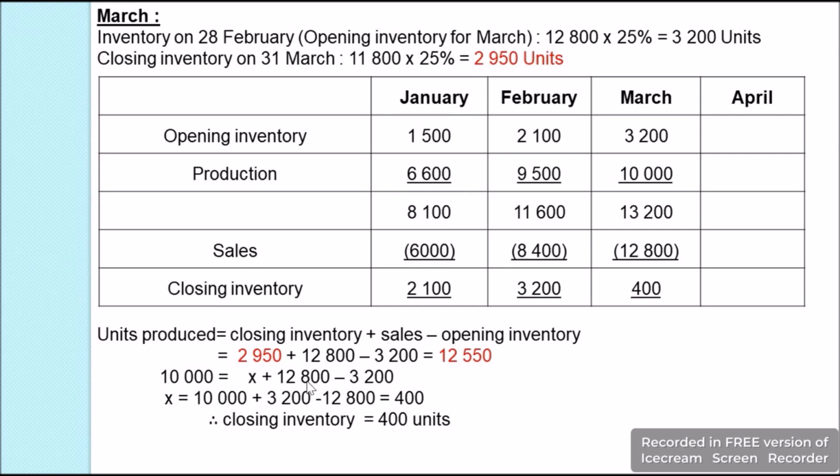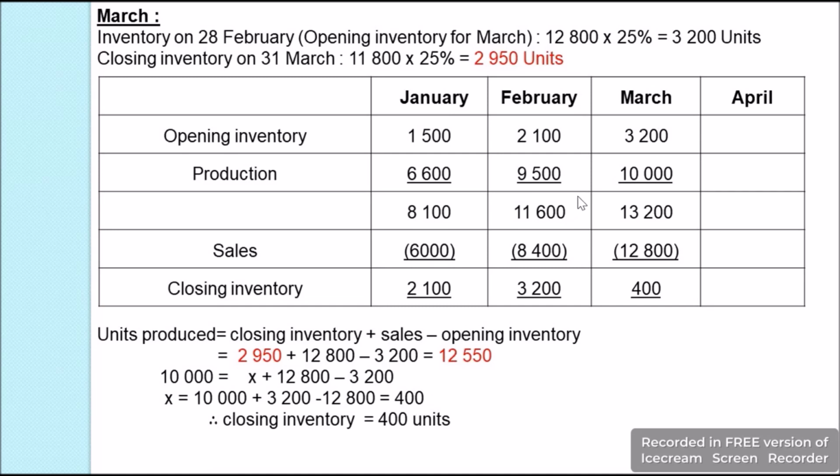Now if we transpose this to the other side, we get x is equal to 10,000 plus 3,200. Here it's in subtraction, on the other side it will be in addition, and this 12,800, here it is in addition, and when we transpose it to the other side it will be in subtraction. So now we will have 10,000 plus 3,200 minus 12,800. We will get the closing inventory as 400 units.